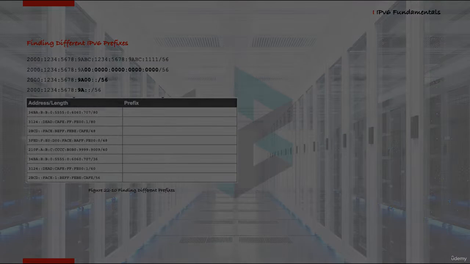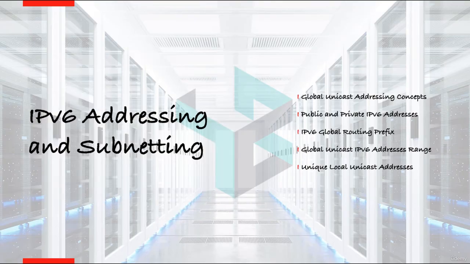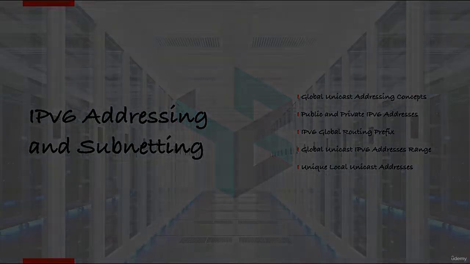Hello everyone, in this lesson we will discuss IP version 6 addressing and subnetting. Let's take a look at the issues we will cover. First, I will explain the concept of global unicast addresses, then I will explain the public and private IP version 6 addresses, IP version 6 global routing prefix and global unicast IPv6 address range, and finally we will finish the lesson by explaining the unique unicast addresses.